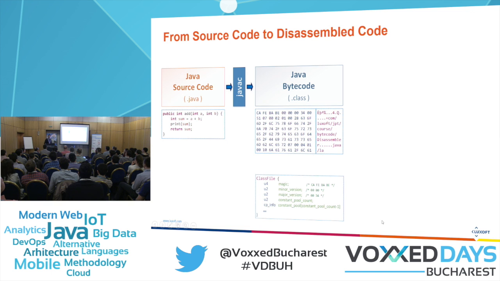Magic is the hard-coded value that spreads across the first 4 bytes, and it is hard-coded to CAFEBABE. It's the same for all .class files. Now, what's next? We have the minor version and the major version. The minor and major versions are in charge of checking compatibility between JDK versions.